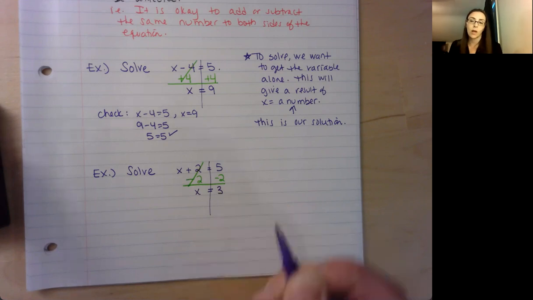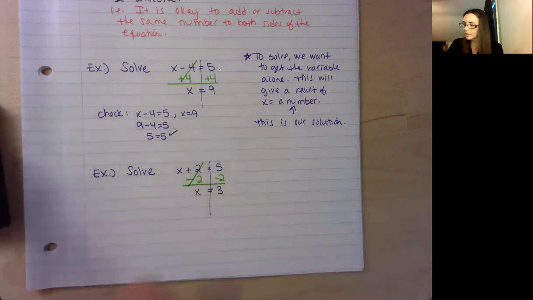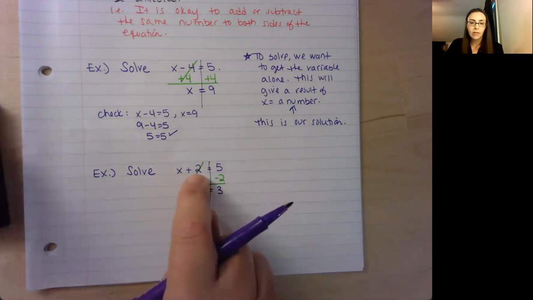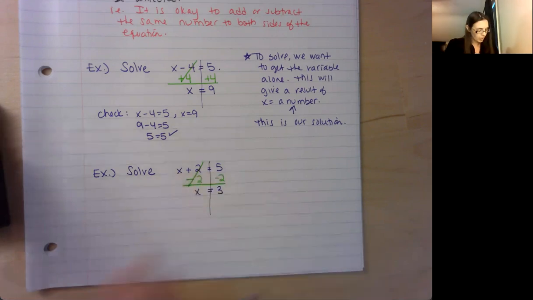Now you can check this as well. I'm not going to plug it back in. You can do it mentally. 3 plus 2 is 5. So we know our answer does check out here.